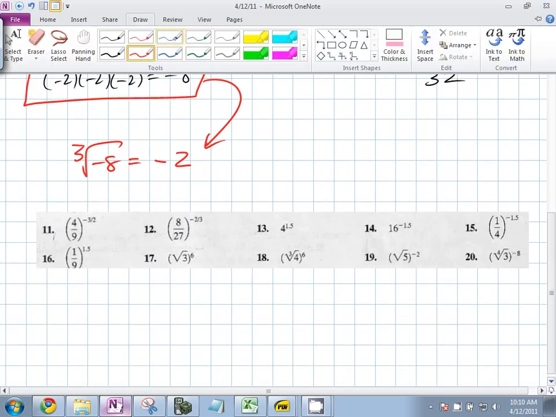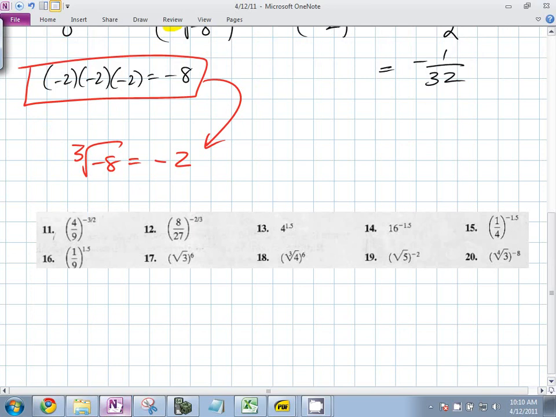Let's do blue now. 11. Who's got 11? Once you say an answer once, you can't contribute again for this round. Yes. 27 over 8. Okay, 12. Yep. 9 over 4. 13. Yes. 8. 14. Yes. 1 over 64. If you've already done this round, you can't answer.